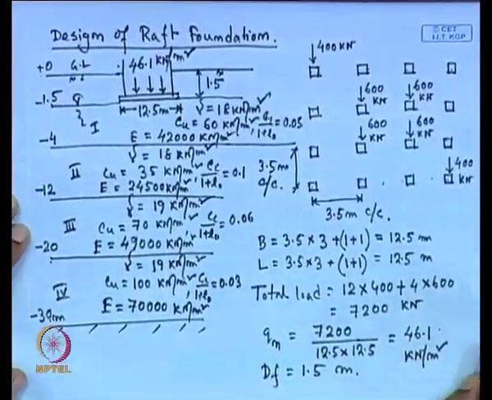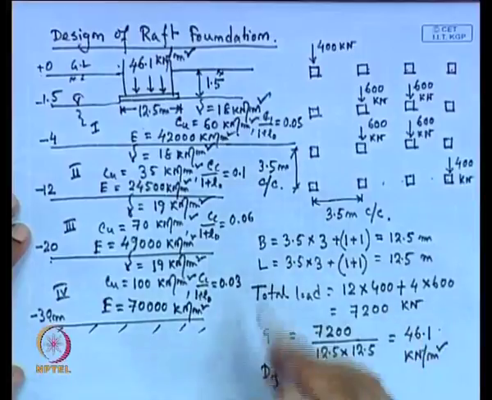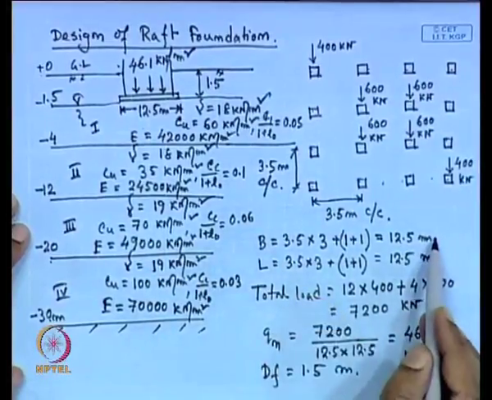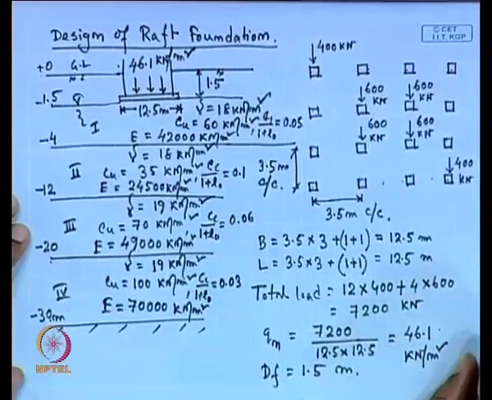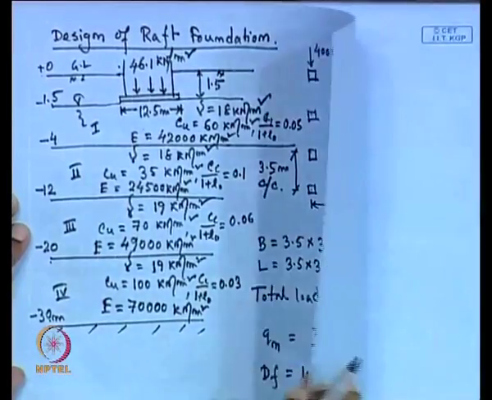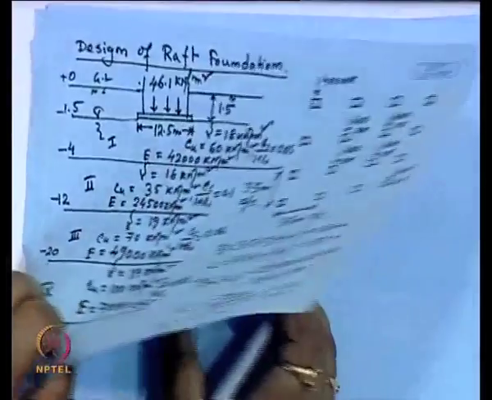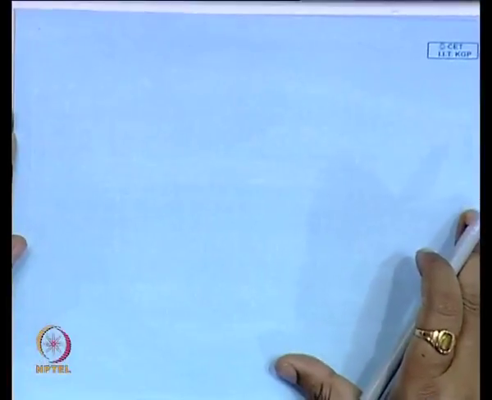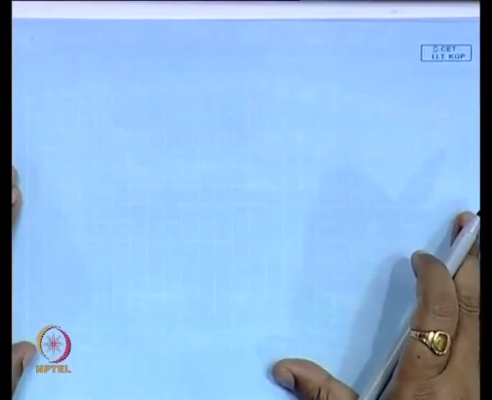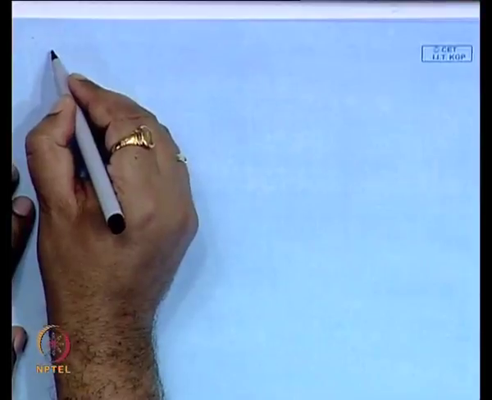Now, we have to check for the first trial whether the dimensions that I have chosen are correct or not. The first calculation that we will do is the bearing capacity calculation, then we will go for the settlement calculation. So, first, the bearing capacity calculation.